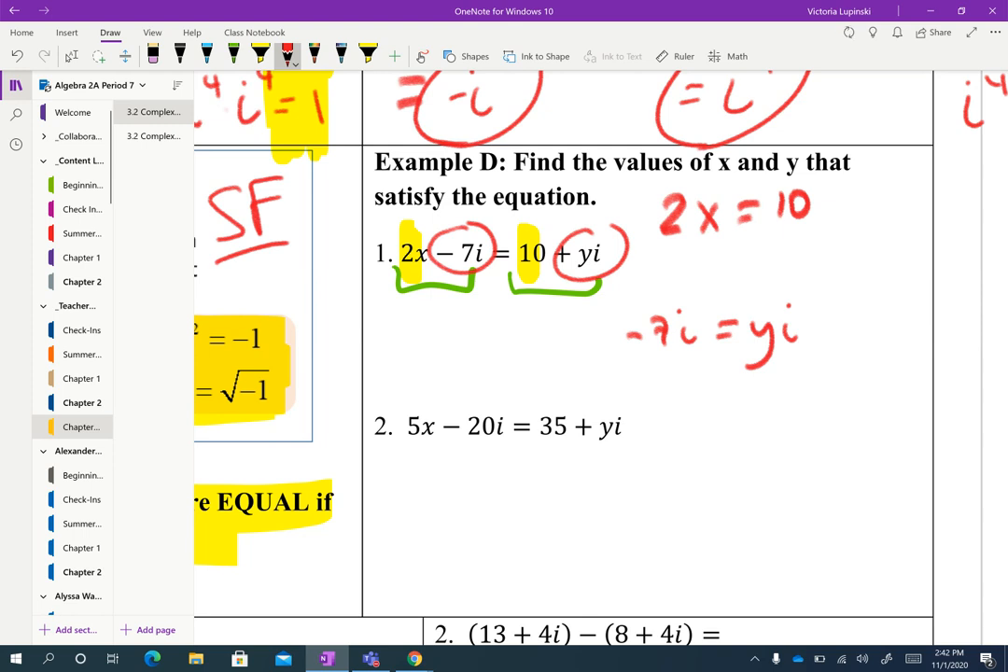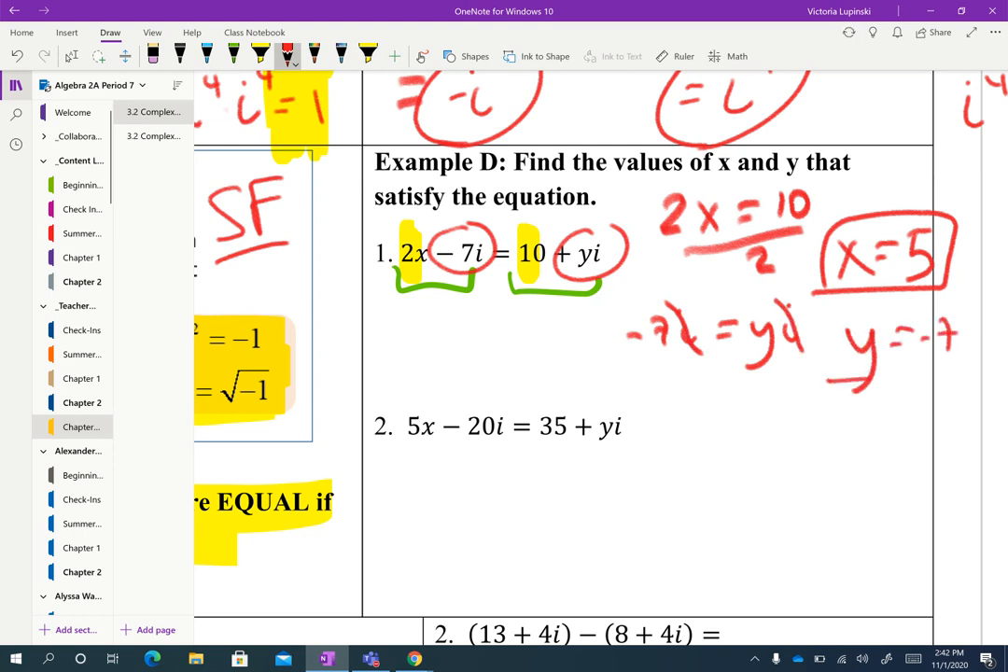So 2x equals 10, divide by 2, x must equal 5. If negative 7i equals yi, you can cancel out the i's, which means that y is negative 7. So it's almost kind of a silly question because it really is so easy.